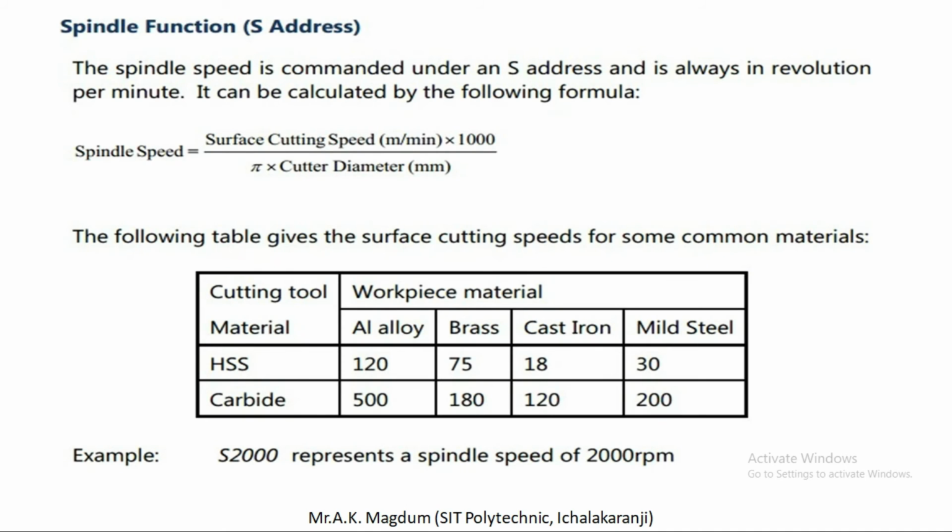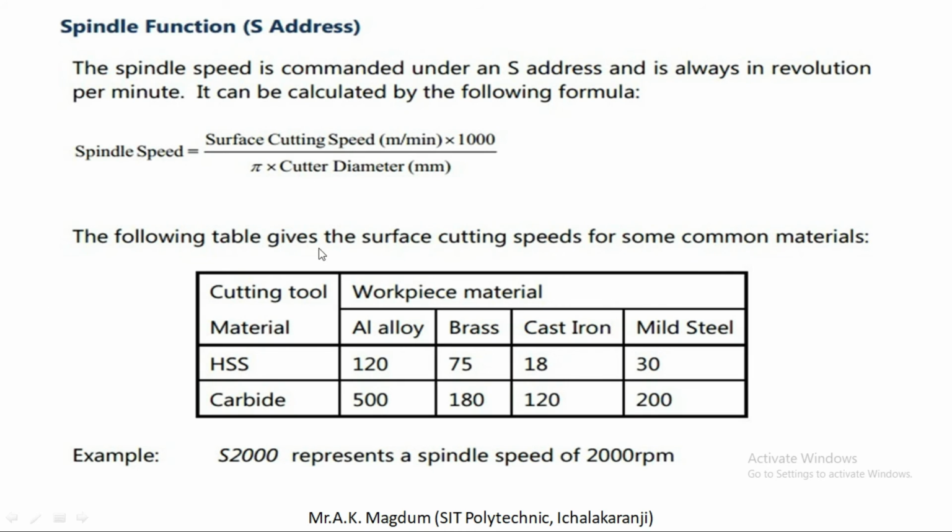There is the spindle function, the S address. Here you observe one example of how we calculate the cutting speed or spindle speed. Spindle speed is the surface cutting speed times 1000 divided by pi times the cutter diameter. In this way we can easily calculate the spindle speed.